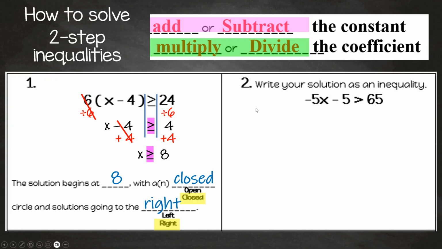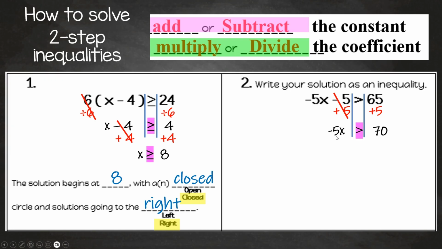All right, question number 2, write your solution as an inequality. We have -5x minus 5 is greater than 65. First thing we're going to do here is add 5 to both sides because we can add or subtract the constant to move it away from the variable. So we add 5 to make it 0 on this side. And whatever we do to the left, we have to do to the right. So then we have -5x is greater than 70.